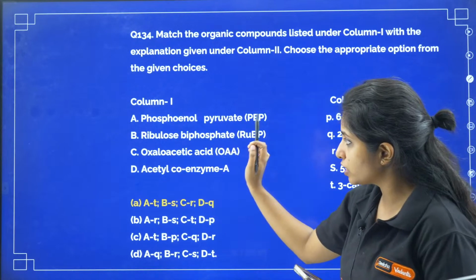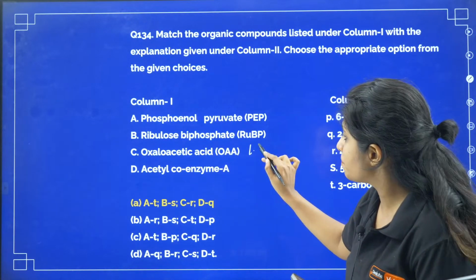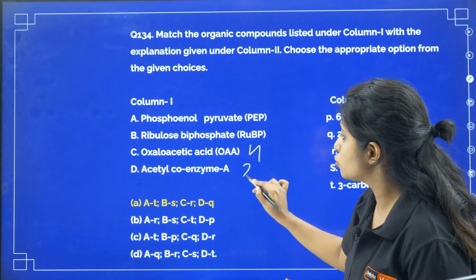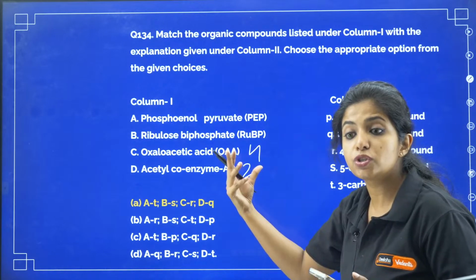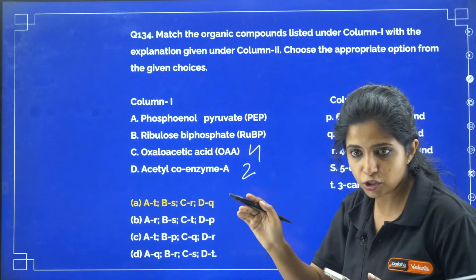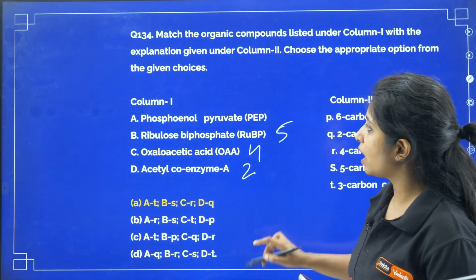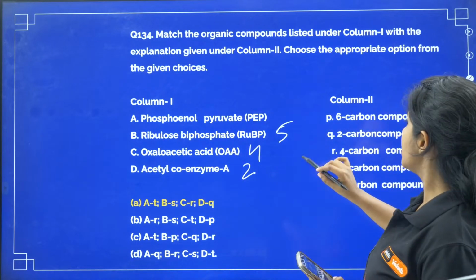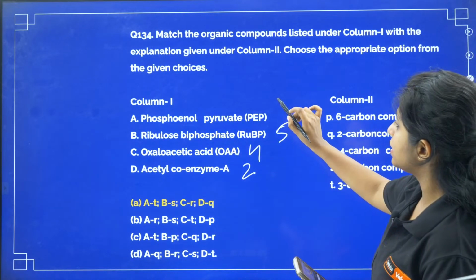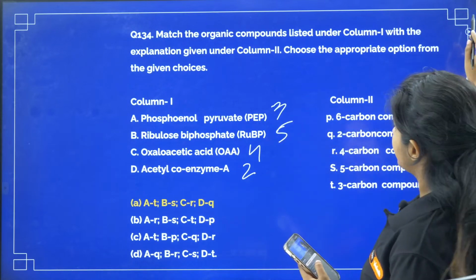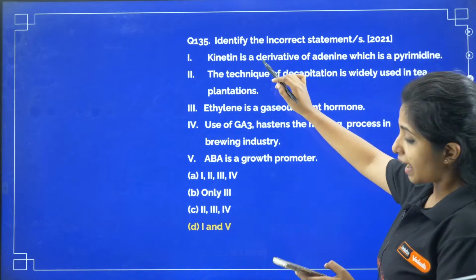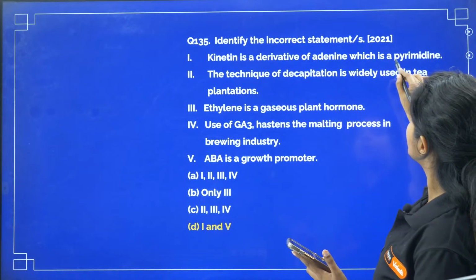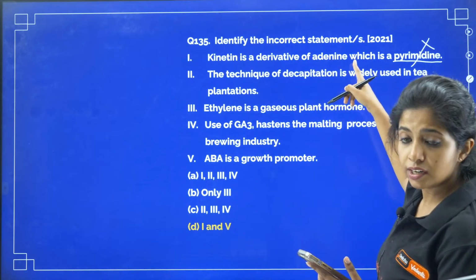So first of all, oxaloacetate is a 4-carbon compound, my dear children. Acetyl coenzyme A is 2-carbon; 4 plus 2 gives you citric acid, which is a 6-carbon compound. Always remember that. Ribulose bisphosphate is a 5-carbon compound. Phosphoenol pyruvate is a 3-carbon compound. Now, carnitine is a derivative of adenine, which is pyrimidine. Wrong. Carnitine is a derivative of adenine, but it is purine.